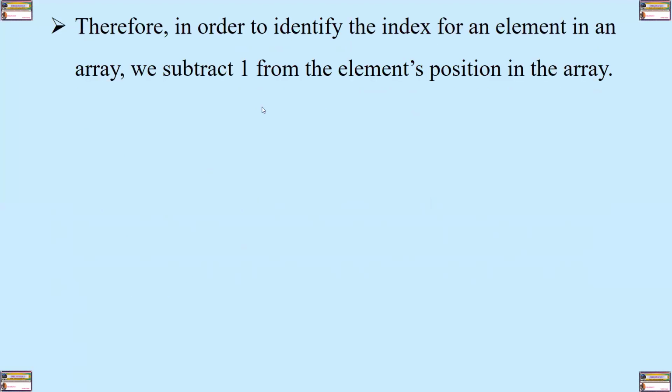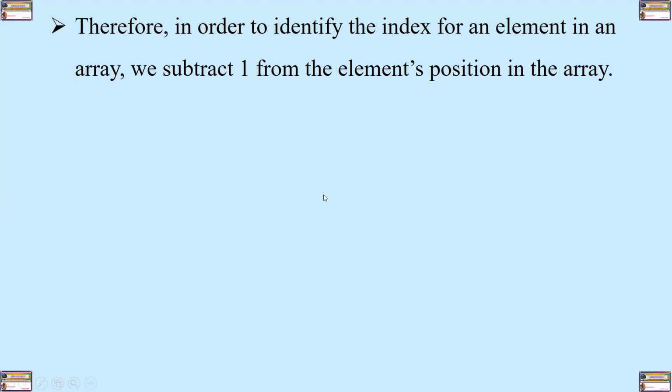Therefore, in order to identify the index for an element in an array, we subtract 1 from the element's position in that array. So if you asked, which element is in position 2? Or which index is for the element in position 2? It is just 2 minus 1, and it will give you 1.